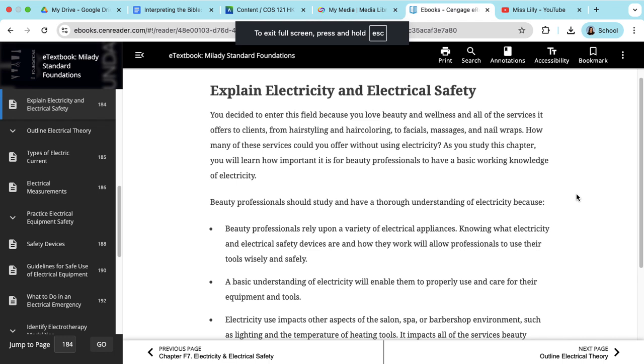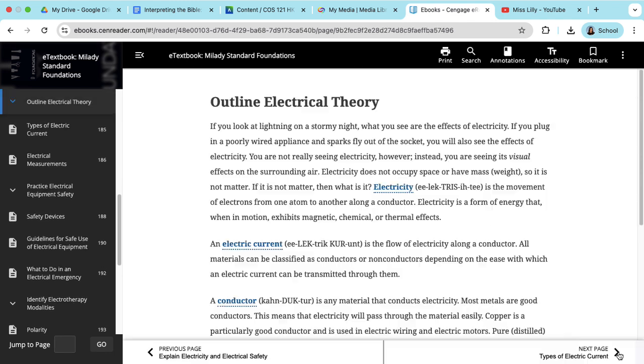You decided to enter this field because you love beauty and wellness and all of the services it offers to clients, from hairstyling and hair coloring to facials, massage, and nail wraps. How many of these services could you offer without using electricity? Very interesting. I think a lot of them need electricity.